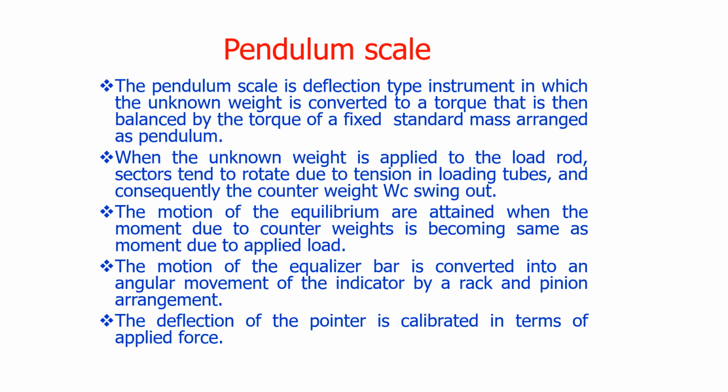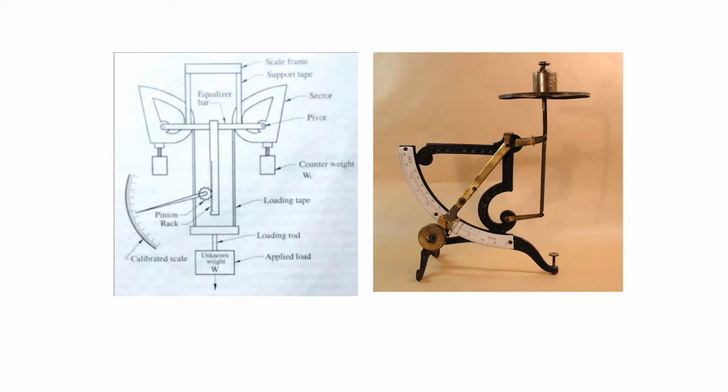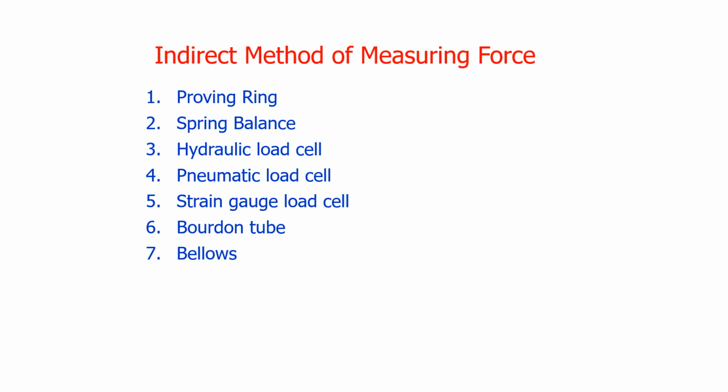Next, this pendulum scale. This is one way of measuring by means of torque. The applied torque will rotate the pointer, and finally we get the reading. That is called the pendulum. So these are the four methods used for measuring the force, called the direct method.